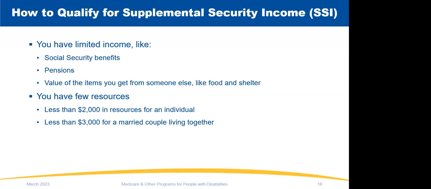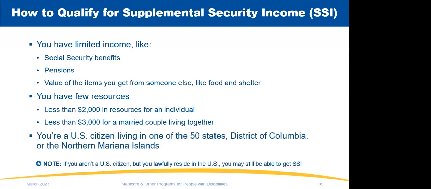So at the initial application point, if an individual has resources that exceed those limits, they're not going to be eligible for SSI benefits. That application is going to be denied in-house on a technical basis. If you're a U.S. citizen living in the 50 states or the District of Columbia or the Northern Mariana Islands, you can apply for SSI. But some lawfully permanent residents can also apply for SSI benefits.